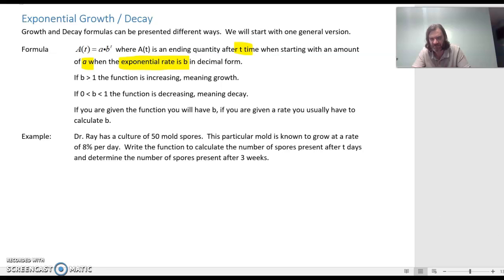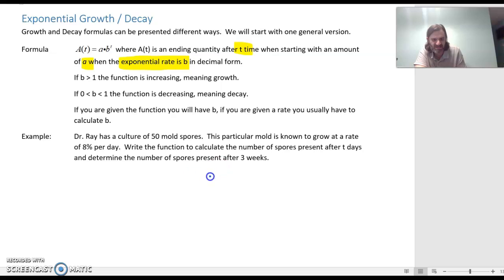Okay, so the first example I have here is Dr. Ray has a culture of 50 mold spores. This particular mold is known to grow at a rate of 8% per day. Write a function that will calculate the number of spores present after t days and determine the number of spores present after 3 weeks. So let's kind of figure out a few things here.